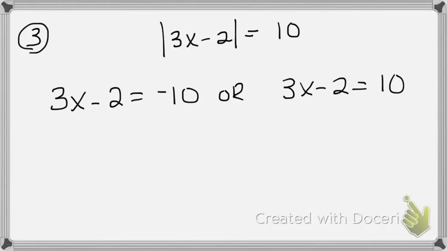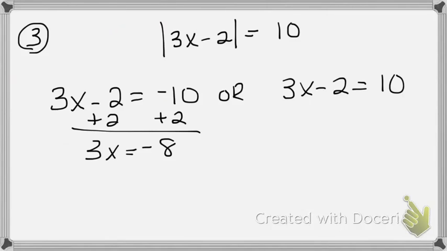Now you have 2-step equations on both sides. Let's see, add 2 to both sides. You get 3x equals negative 8. Well, this will not be a nice answer. And then divide by 3.